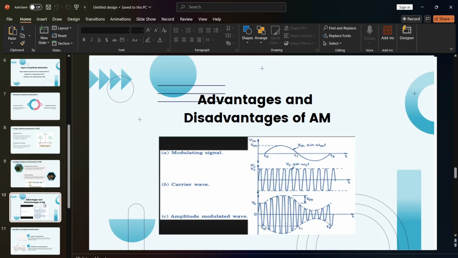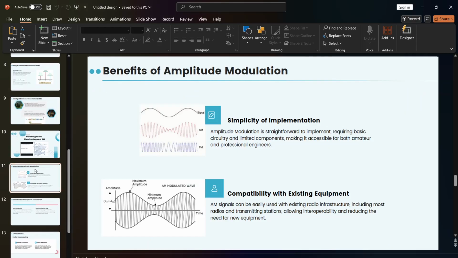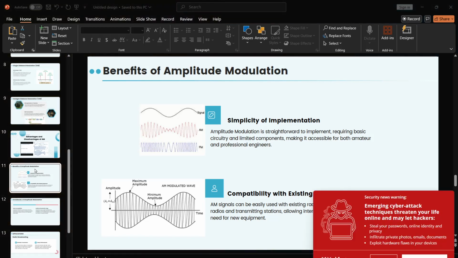Now, coming on to the next slides. What are the advantages and disadvantages of AM? Here is a diagram where a waveform of the modulating signal is shown, a carrier wave is shown, and an amplitude modulated wave is shown. Now benefits. There are many benefits of amplitude modulation, like simplicity of implementation. Amplitude modulation is straightforward to implement, requiring basic circuitry and limited components, making it accessible for both amateur and professional engineers.